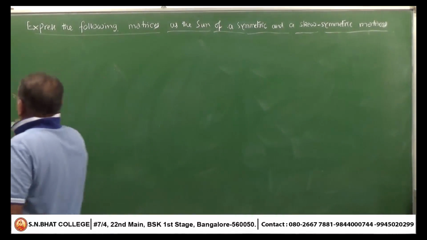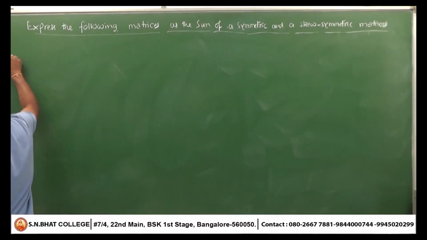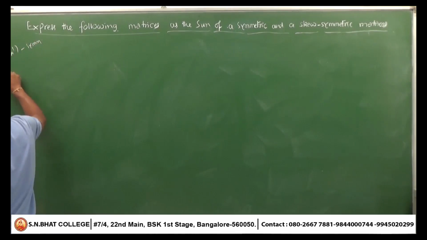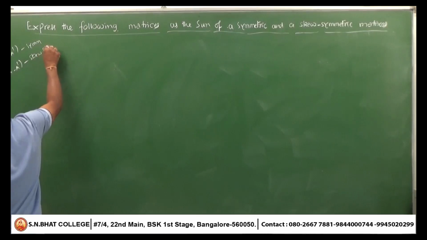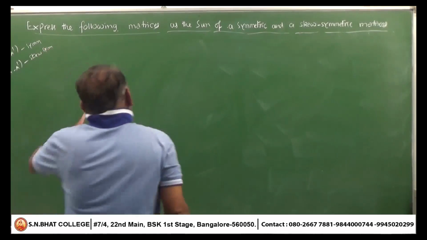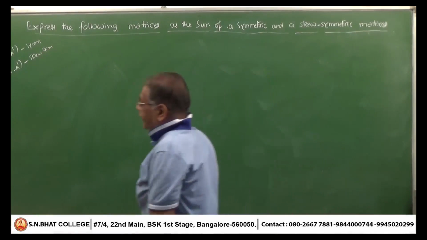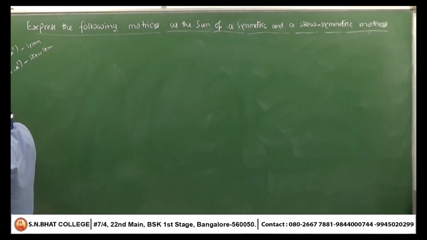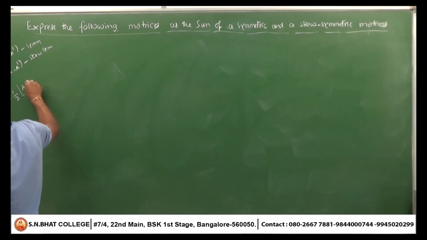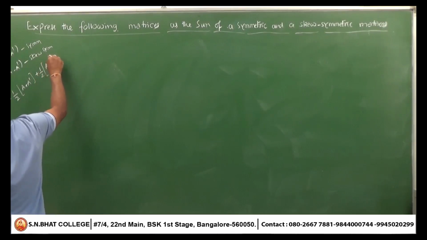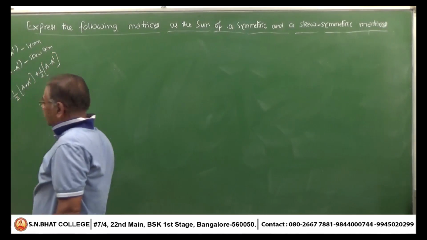We have shown in theorem number 1 that half into A plus A transpose is a symmetric matrix, and half into A minus A transpose is a skew symmetric matrix. Here in this problem, we have to express the matrix A as sum of symmetric and skew symmetric matrix. That is, we have to show that A is equal to half into A plus A transpose plus half into A minus A transpose.